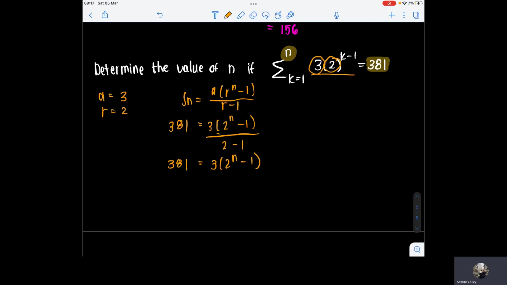Now we're going to solve for n. I divide both sides by 3, so that is going to be 127 is equal to 2^n minus 1. I'm going to add 1 to both sides: 128 is equal to 2 to the power of n. Then I'm going to use either my logs, or I know that this is going to be 2 to the power of 7. So then n is equal to 7. That means my last term is the 7th. If I add up all the numbers of the sequence up until the 7th term, I'm going to get an answer of 381.